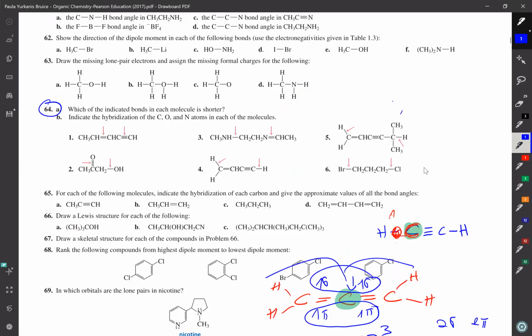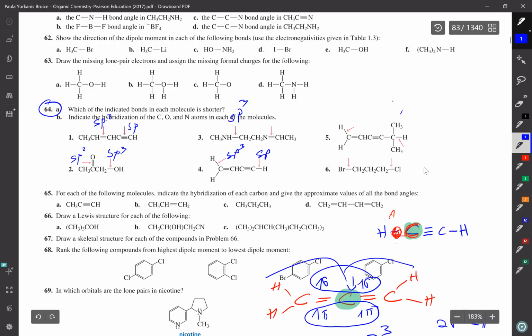Over here, which indicates the hybridization of carbon, oxygen, nitrogen in the following molecules. So here, this will most likely be an sp2 hybridization. This will most likely be an sp hybridization. Over here, this is most likely an sp2. This is most likely an sp3. This is most likely an sp3. This is an sp3. Oh, sorry. What am I saying?